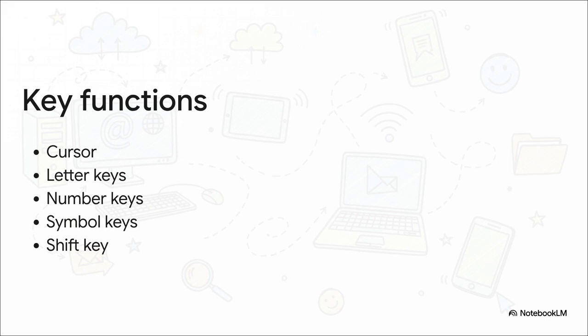Let's break down the different areas here. When you're ready to type, you're going to see a flashing vertical line on your screen. That is the cursor, and it is incredibly helpful because it tells you exactly where your letters will appear. You've got the main letter keys for your words, a row of number keys across the top, and various symbol keys. Oh, and if you need a capital letter? Actually, it's super simple. You just hold down the key labeled Shift while you press your letter.